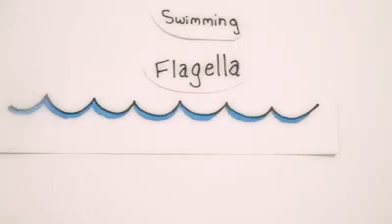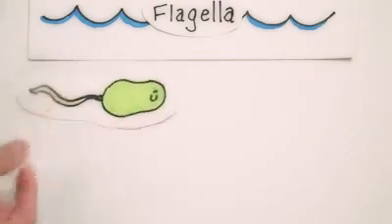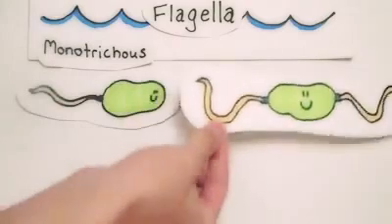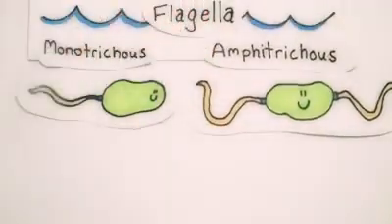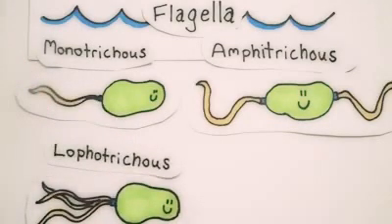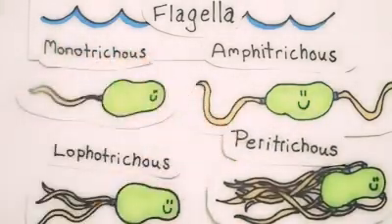Many bacteria swim through their aquatic environments using flagella. Flagella are classified into 4 groups. A single flagella is monotrichous. Flagella located on either end of the cell are amphitrichous. A cluster of flagella located at one spot on the cell are lophotrichous. And multiple flagella located randomly over the surface of the cell are peritrichous.